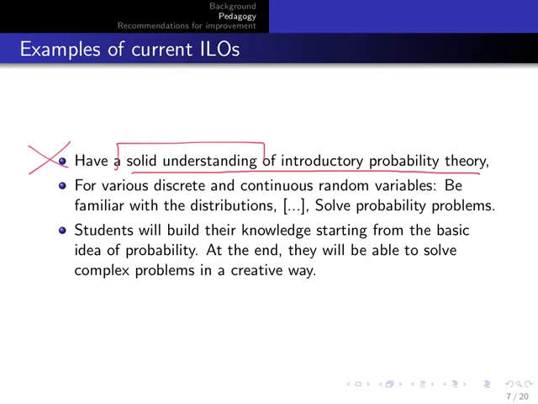Let's see the second one. For various discrete and continuous random variables, be familiar with the distribution, solve probability problems. Again, what does this mean? Probability problems of what level? Very easy, okay, everyone can do that. Or very difficult, probably no one can do that. Those are the probability problems that I give them in the tests and the exam. But looking at the learning outcome, a student can't really understand what is going to be required of them. So again, this one is useless for a student.